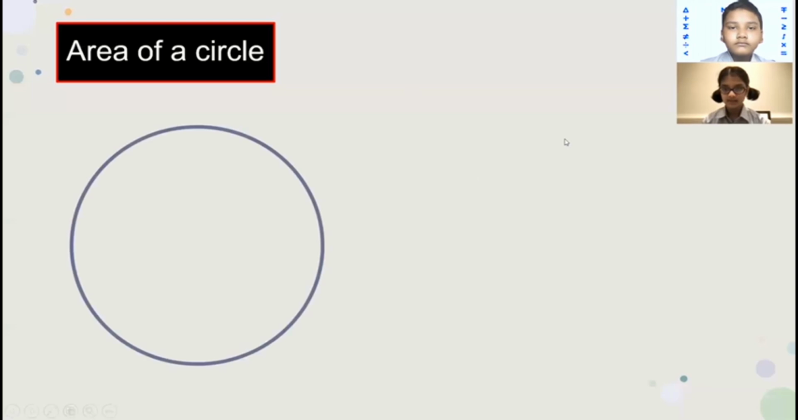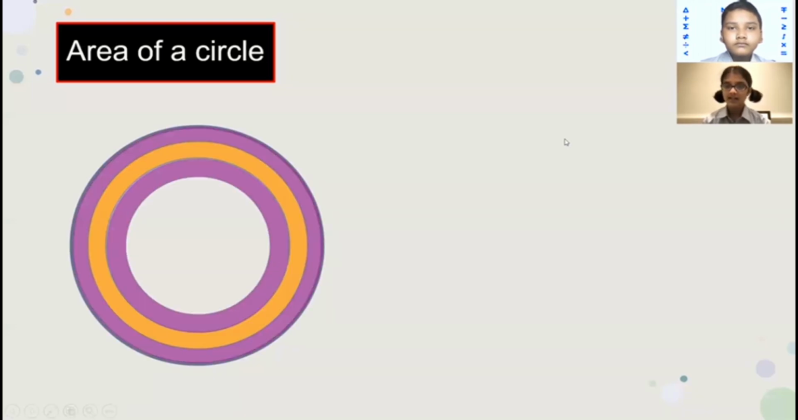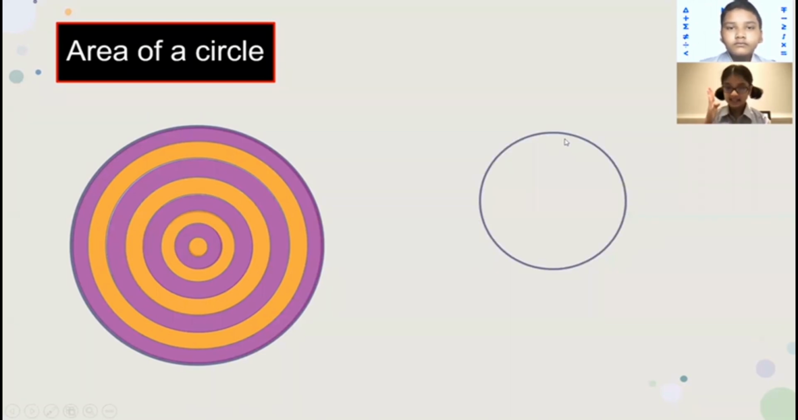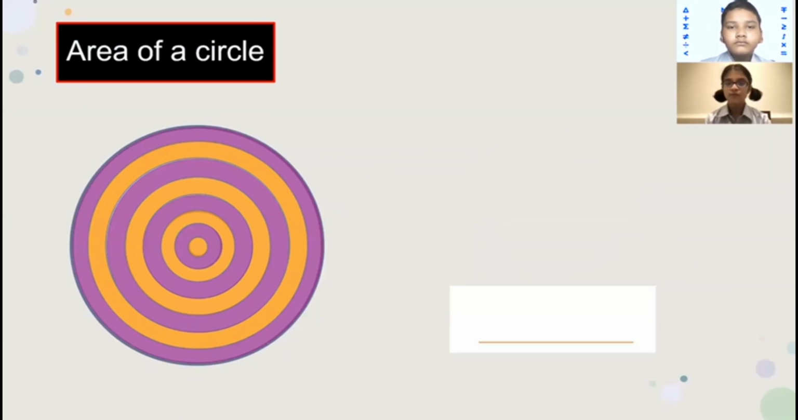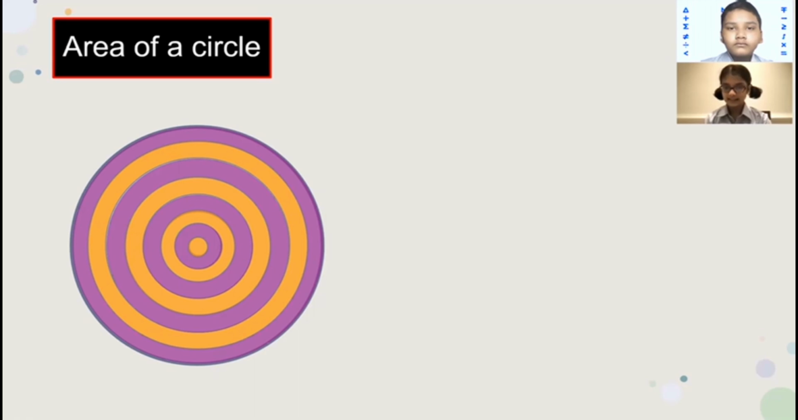I fill the circle with concentric circles, one inside the other, to fill it up completely. Now let's take a single circle on the right. I cut this out and I get a straight line. Let me do the same with a set of concentric circles. I cut them up, open them and keep it on the right.